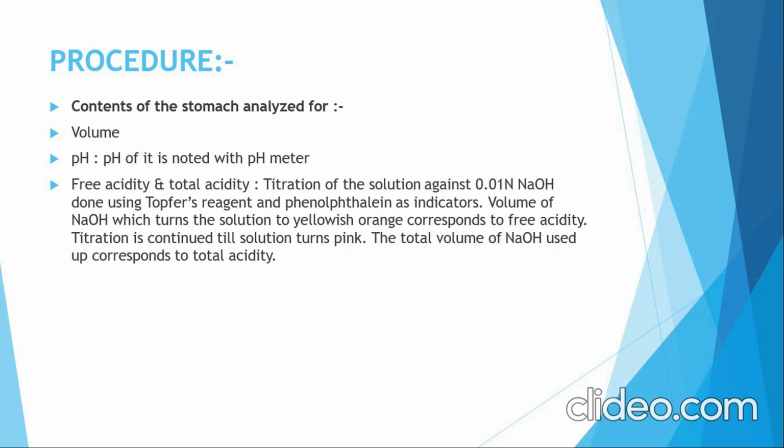The volume of NaOH which turns the solution to yellowish orange corresponds to free acidity. Titration is continued till the solution turns pink. The total volume of NaOH used up corresponds to the total acidity of the gastric content. The acidity in milliequivalents is found out as volume of NaOH required into normality into 100 divided by 0.1.